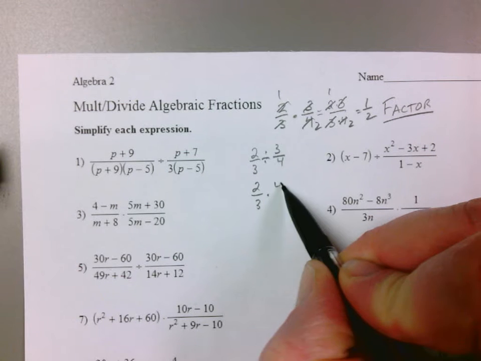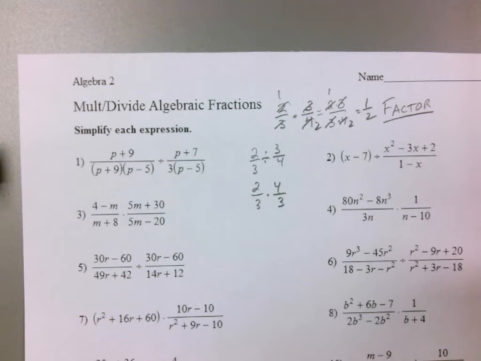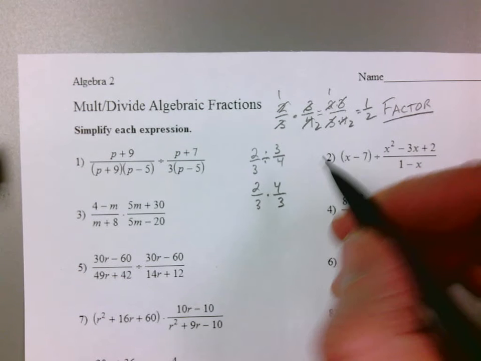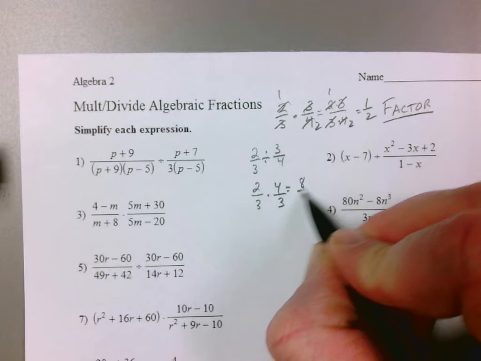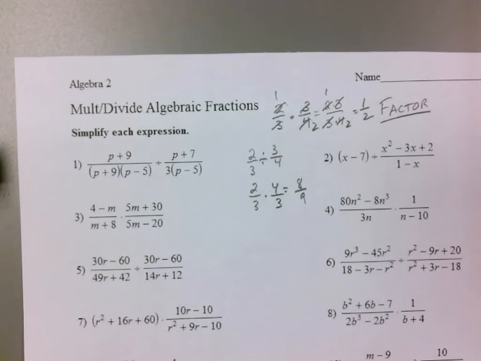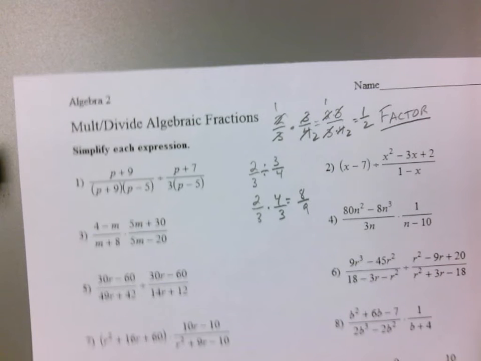when you're doing algebraic fractions. So this would be 2 times 4, 8 over 9. There's no cross reducing that can happen there. Okay, so let's look at what this looks like algebraically. I'm going to do just some of these problems. You can do some of the other ones.